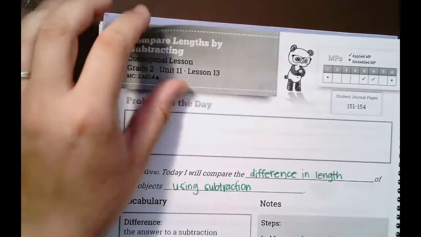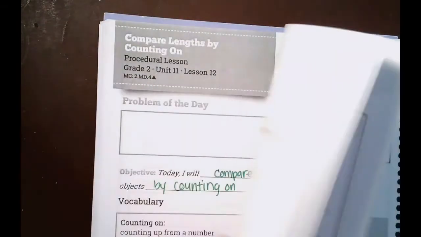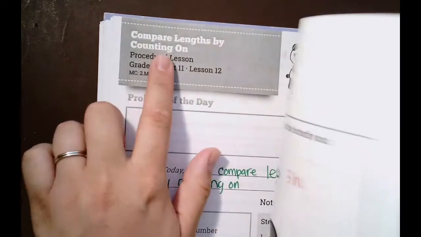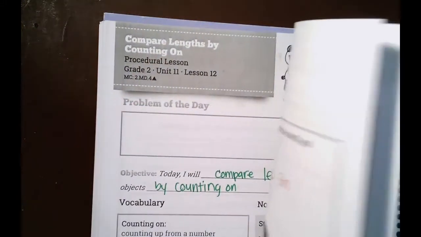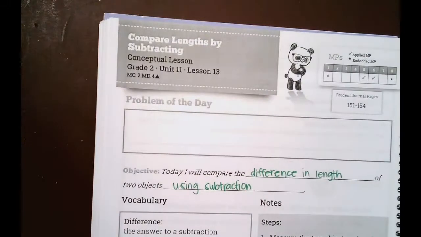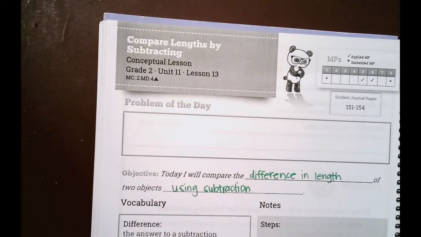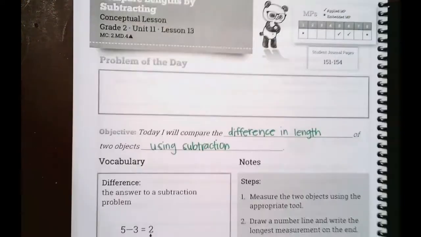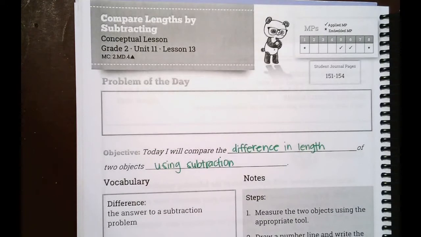But we were using the count on strategy, right? Using a number line. Today, we'll still be using a number line. However, we won't be counting on. This time, we're actually going to be counting backwards because we're subtracting.